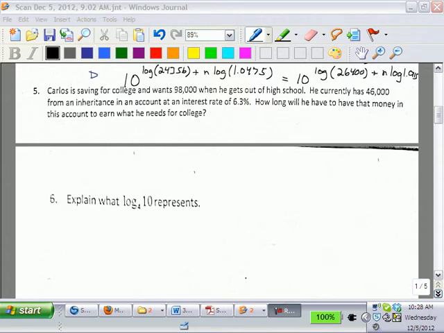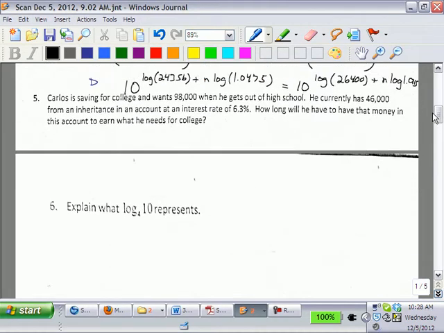Okay, so we start with number 5. Carlo's saving for college and wants $98,000 when he gets out of high school. He currently has $46,000 from an inheritance in an account at an interest rate of 6.3%. How long will he have to have the money in this account to earn what he needs for college?